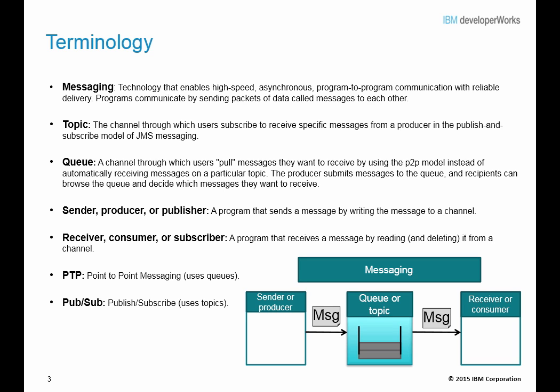So what is a topic? It is a channel through which users subscribe to receive a specific message from a producer. A queue is a channel through which users pull the messages that they want to receive using a point-to-point model instead of automatically receiving messages. A producer submits a message to the queue, and the receivers can browse through the queue and decide which message they wish to receive. There are two types of messaging models. One is point-to-point, and the other is publish and subscribe.